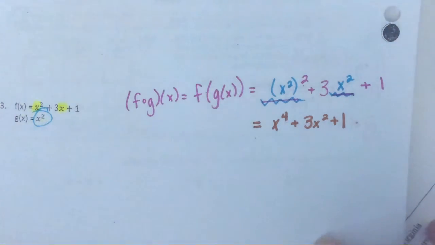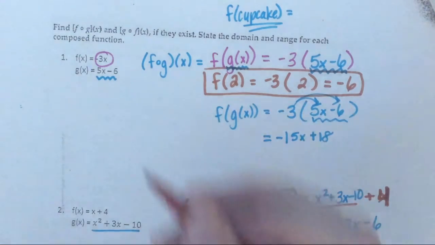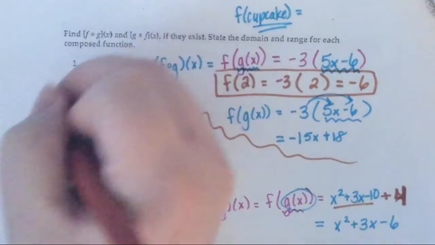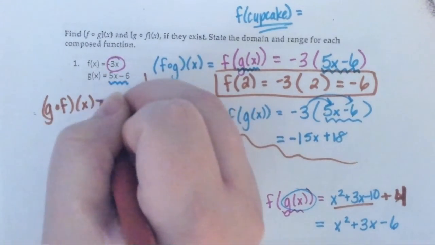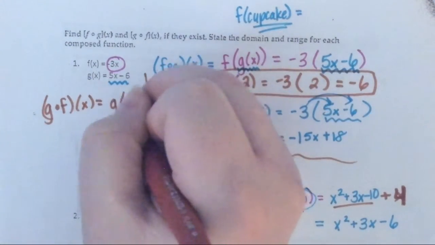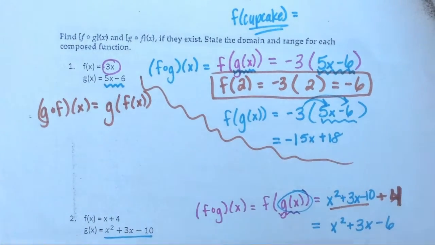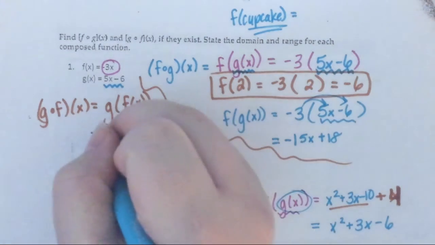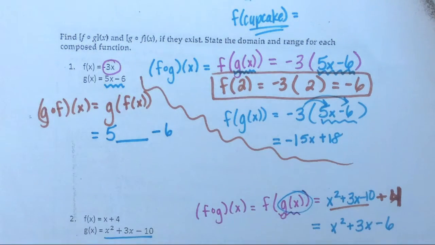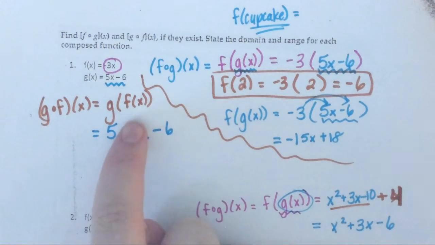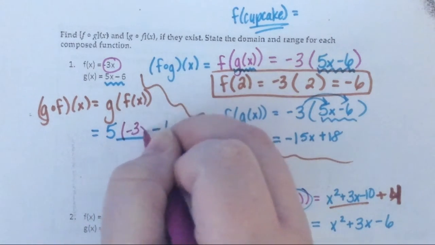So let's go back to number 1 and find g of f. So we found f of g. Good for us. We still need to find g of f, we still need to do g of f of x, which sadly means everywhere in g where we see an x, we're going to plug in f of x. So it's the exact opposite. So g is 5x minus 6. But instead of the x, I'm going to plug in that negative 3x.